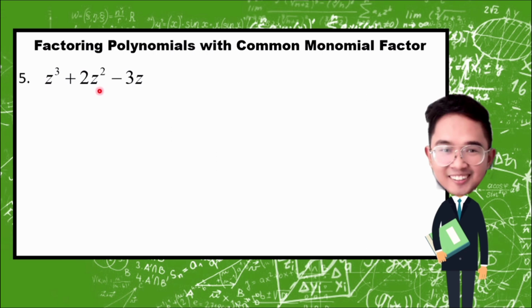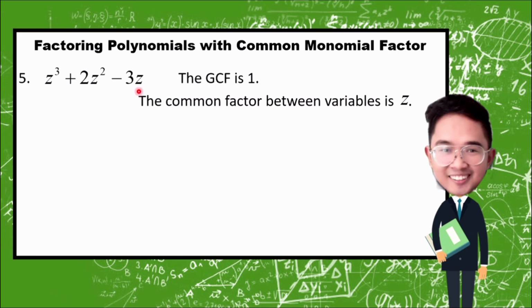z cubed plus 2z squared minus 3z. So what is the GCF between 1, 2, and negative 3? The GCF is 1. Now, how about z cubed, z squared, and z? What is the smallest numbered exponent between the three? The common factor between variables is just z. Then multiply the GCF by the common factor between the variables. 1 times z is z as your common monomial factor.